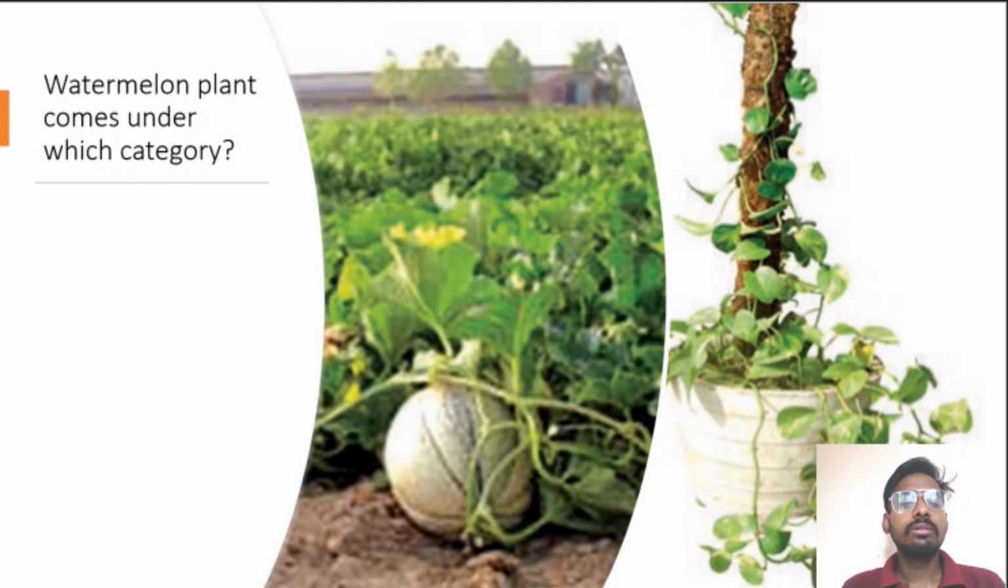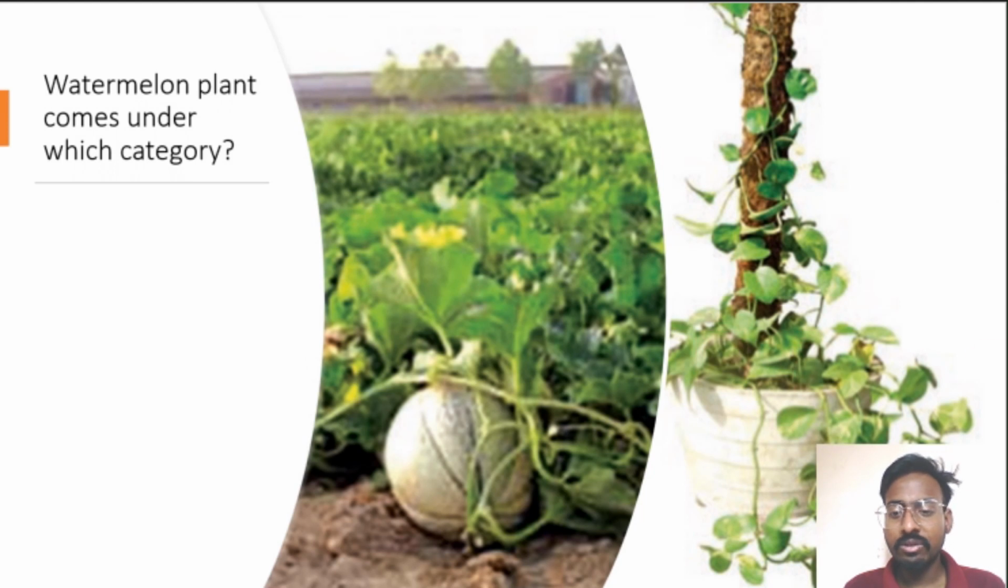Now see, these are the watermelon or the cucumber plants, you can say. Now, which category does the watermelon plant come under? You can see here. We know that the watermelon plant has thread-like structures. You can also observe that it does not have any upright structure. What we can observe here is the presence of thread-like structures or tendrils.